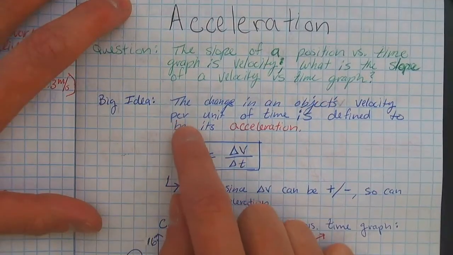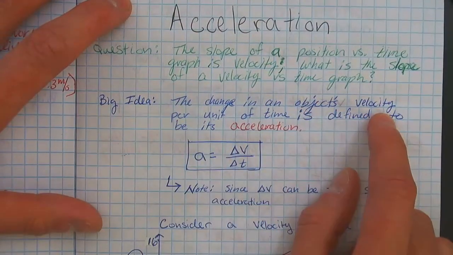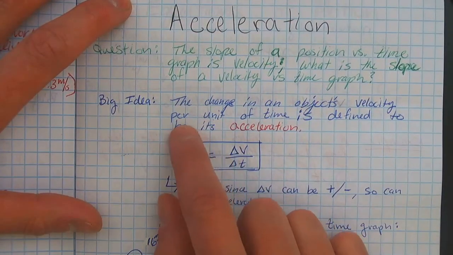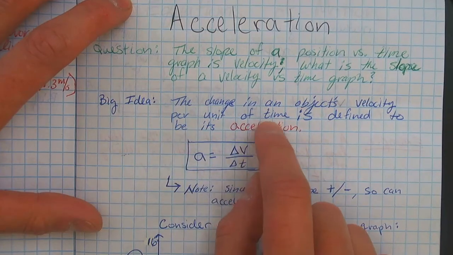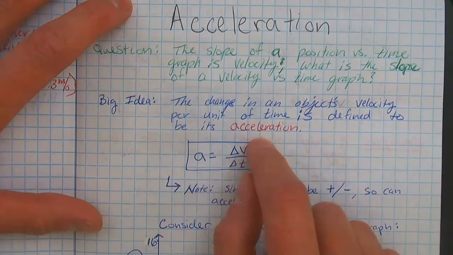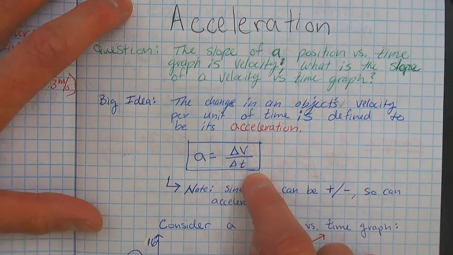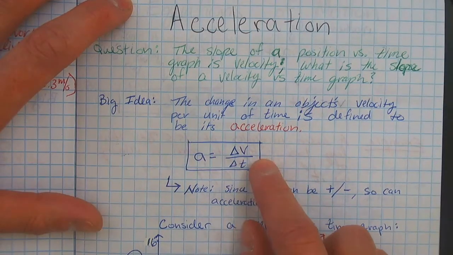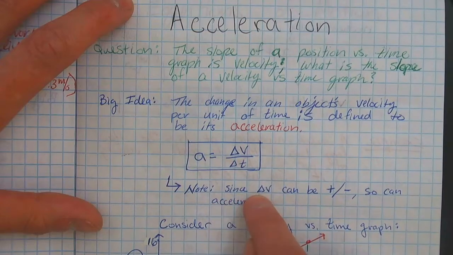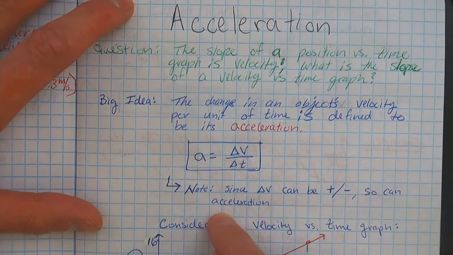The change in an object's velocity per unit of time, because it could be any unit of time, is defined to be acceleration. Basically, if you're changing your velocity over some amount of time, we call that an acceleration, speeding up or slowing down. Note that change in velocity can be positive or negative, and so can acceleration.